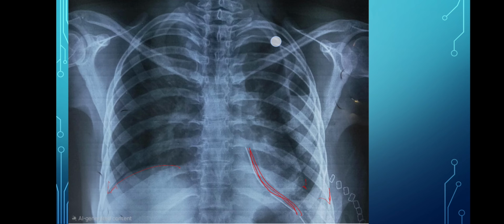Where is the lung field? This is the lung field. This is the lung field.